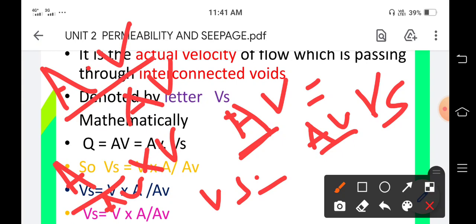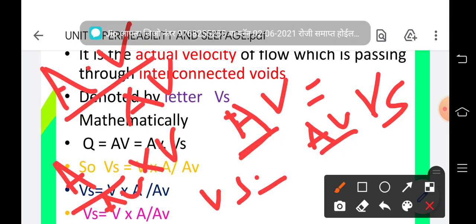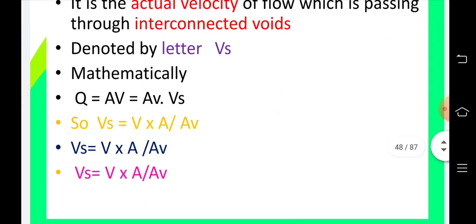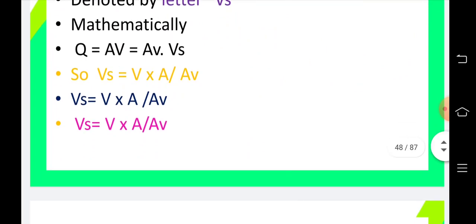Okay, are you getting it? This derivation is derived from the continuity equation, Q equal to A into V. So A into v, in terms of seepage velocity, is Av, the area of voids, into Vs, the seepage velocity. So Vs equal to A into v upon Av, the area of voids. If you write it like that, it is A upon Av into v. So here it is clearly shown that Vs equal to v into A upon Av.